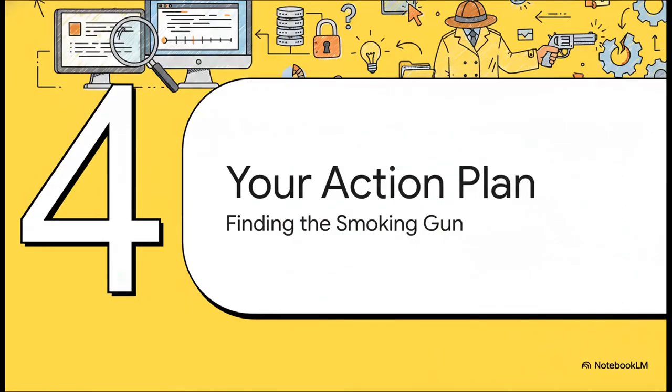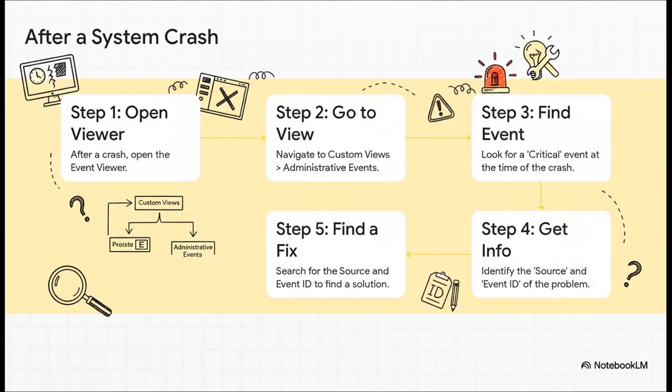All right, theory's great, but let's get down to business. Let's walk through an actual action plan. Imagine this, your computer just crashed. It's restarted, you're back at the desktop, and you are ready to investigate. Here's exactly what you're going to do. Here it is, your 5-step plan. Step 1, the second your PC is back up and running, open the Event Viewer. Step 2, go straight to that Administrative Events view we just talked about. Don't waste time anywhere else.